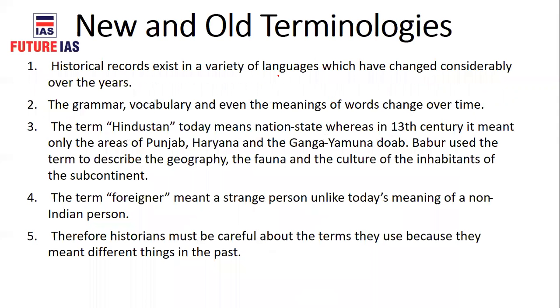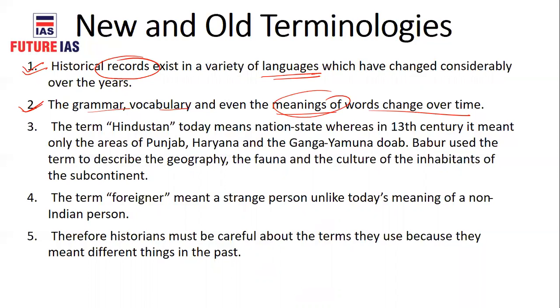Next, the new and old terminologies given in the book, you can also refer to them. For example, various historical records exist in various languages, and those have changed considerably, because the historic records in the original books may or may not have been written. Sometimes they may be written in other languages, but the language changed considerably over the years. The grammar, the vocabulary, even the meanings of words have changed over time. So the context of writing history would have also changed.